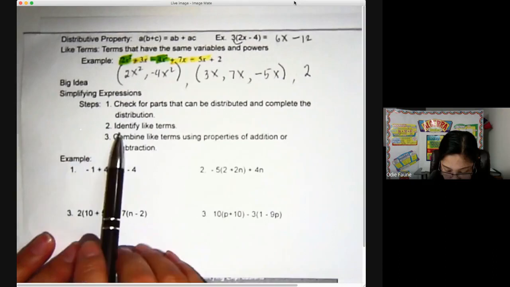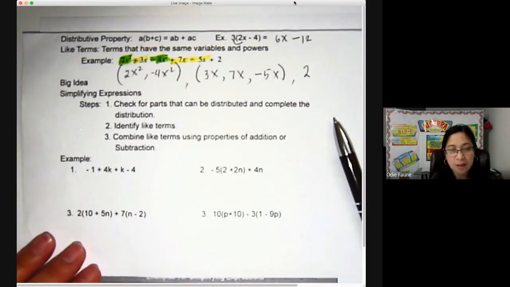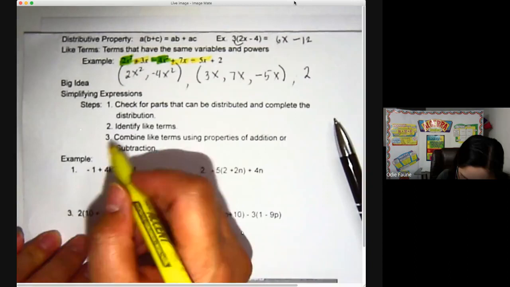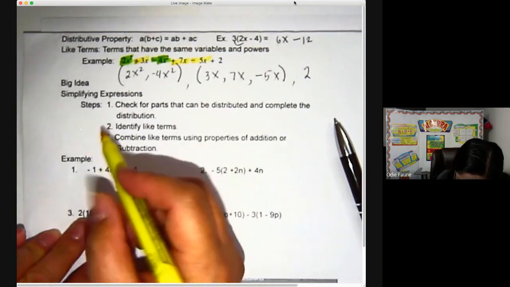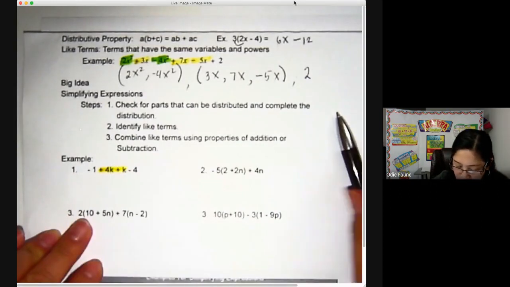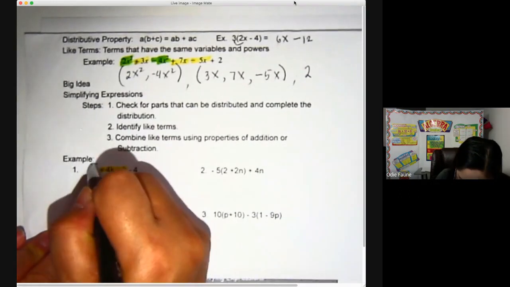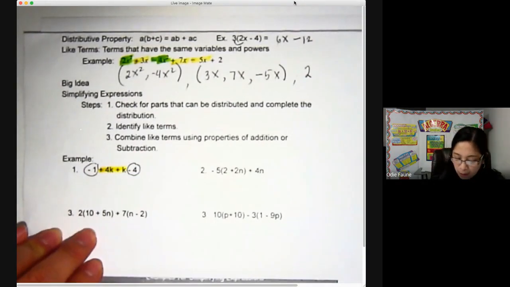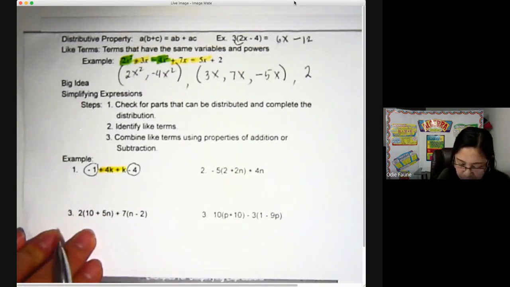So then identify like terms. Like terms are, again, terms that have the same variable and exponent. So these two are both k. So these are like terms. So we have identified it. What else is like term? This one and this one are like terms. They are both constant. Then we combine those terms using the properties of addition or subtraction.